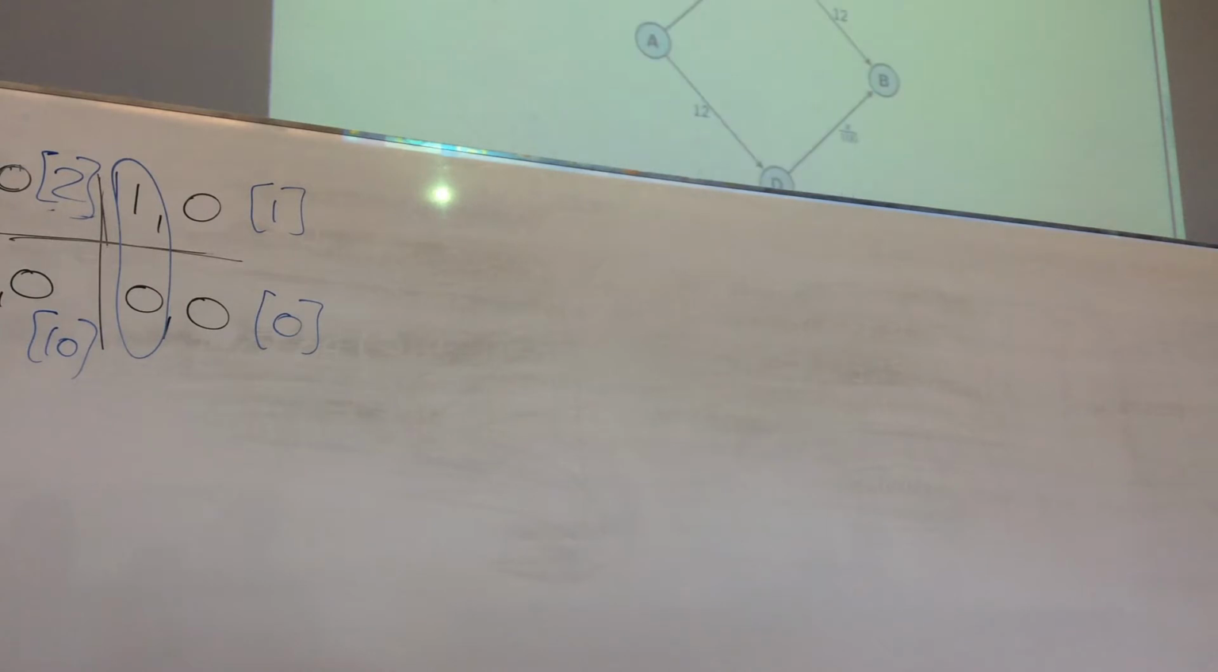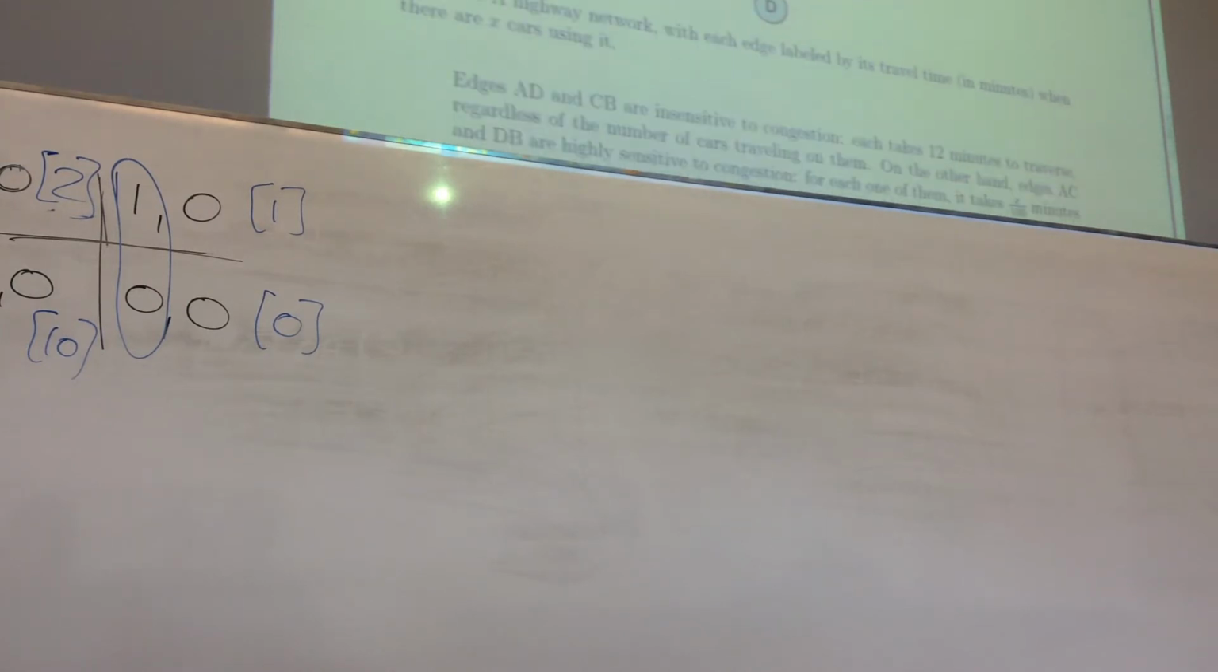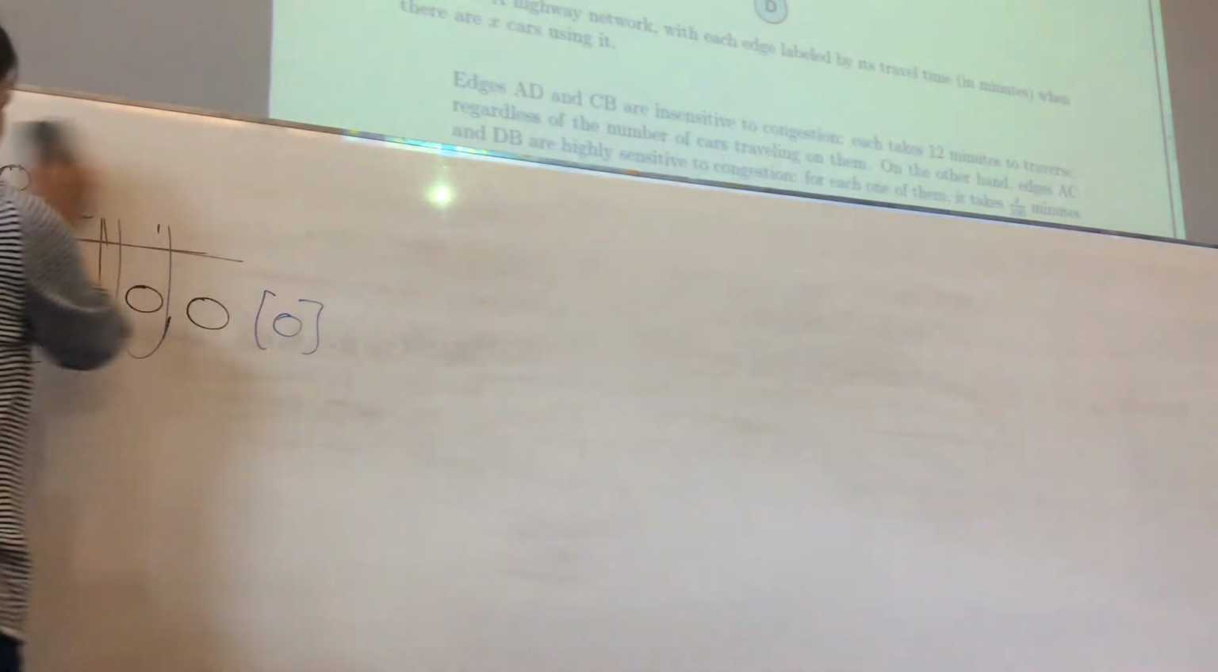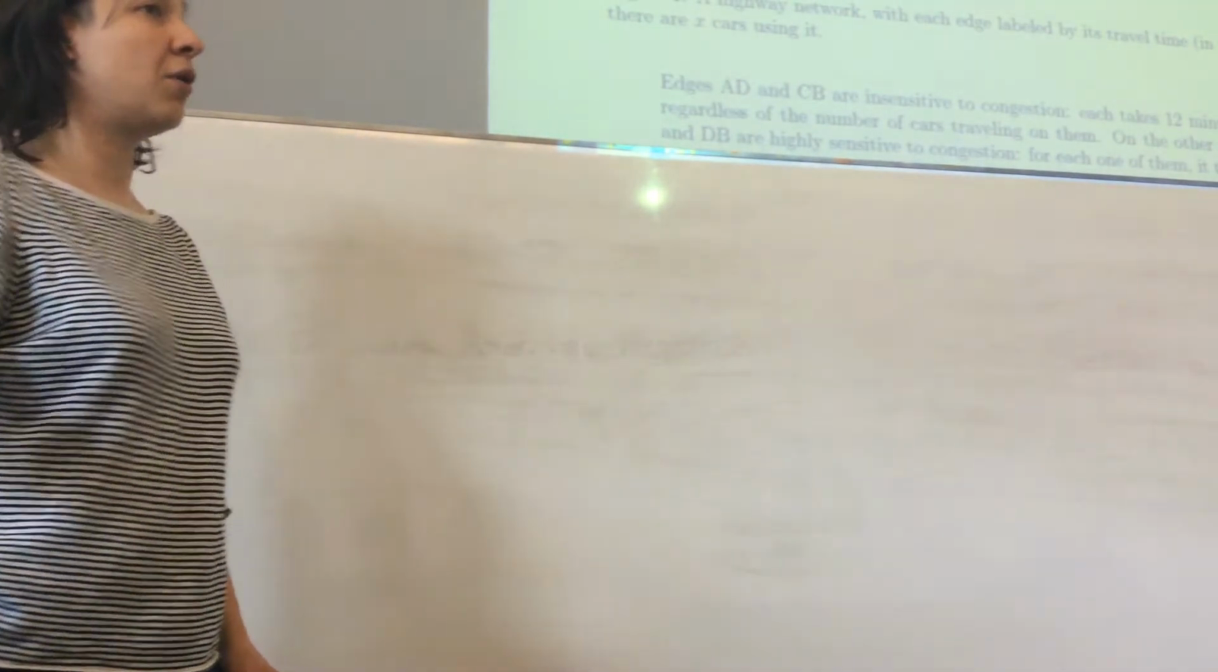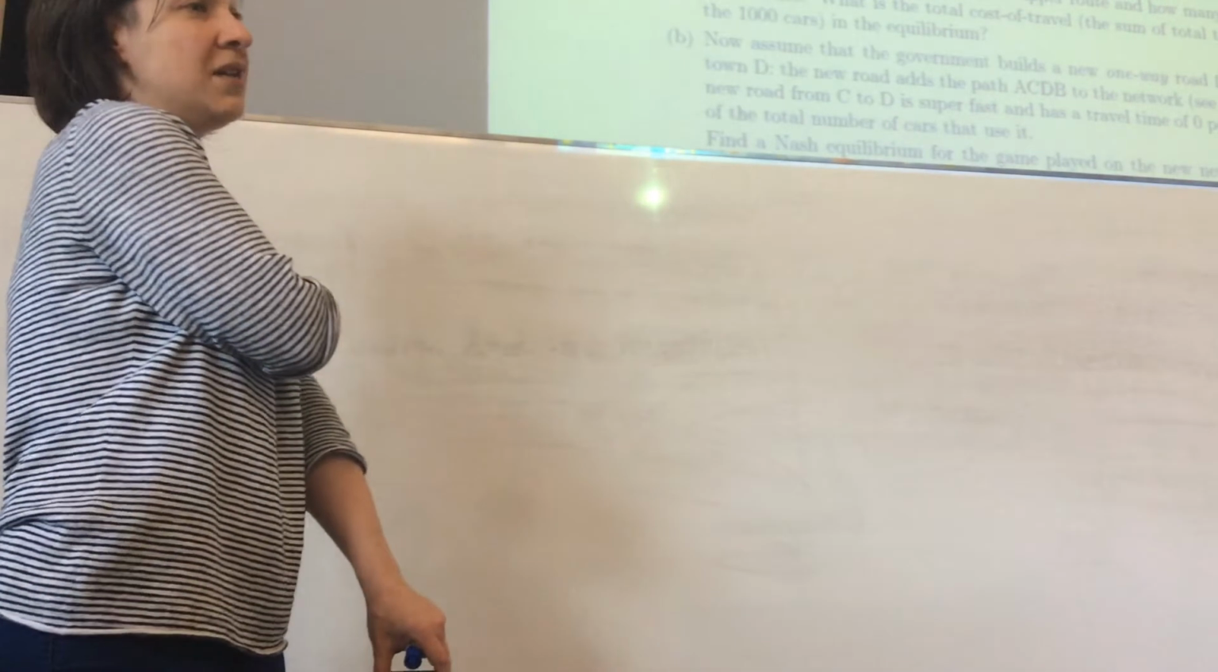This one was pretty fine, so it was quite easy to see that the only equilibrium here is for half of the agents to take the upper road, for half of the agents to take the lower road, and when the new one from C to D for zero cost was available, then again, the unique Nash equilibrium was to take the route from A, B, C, D.